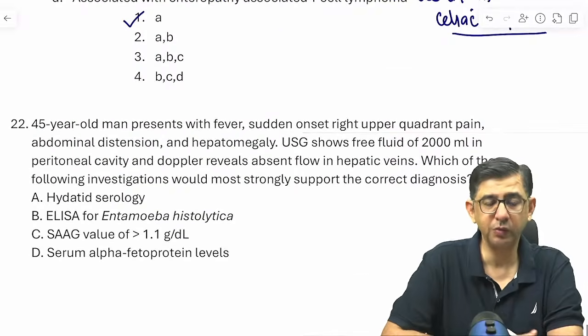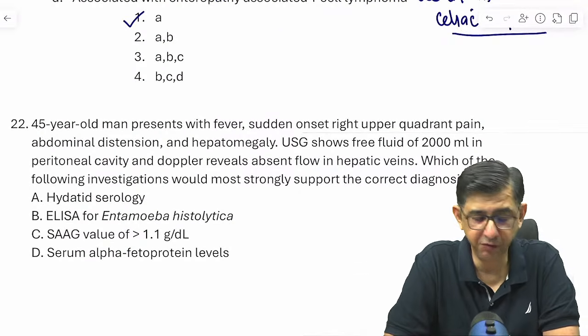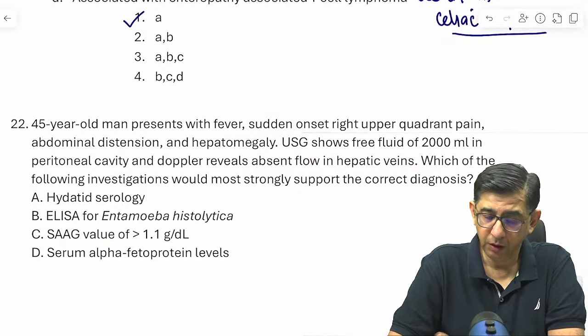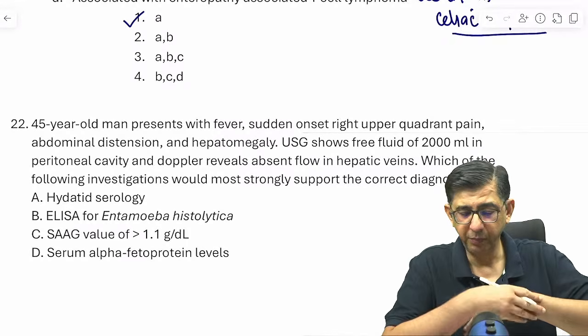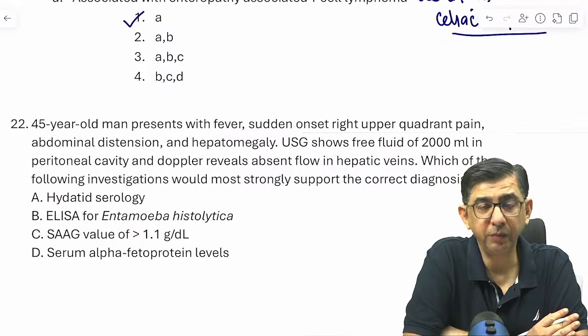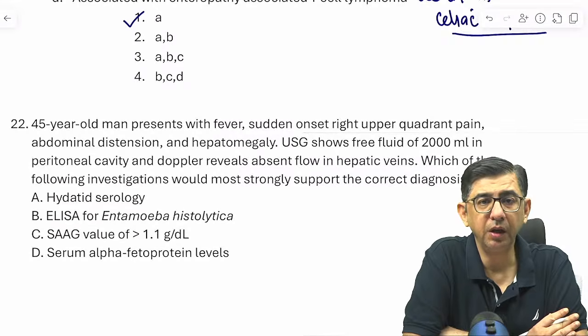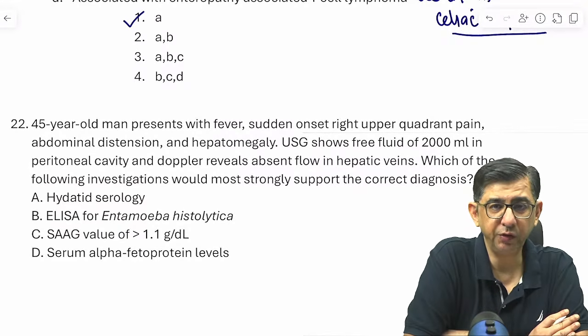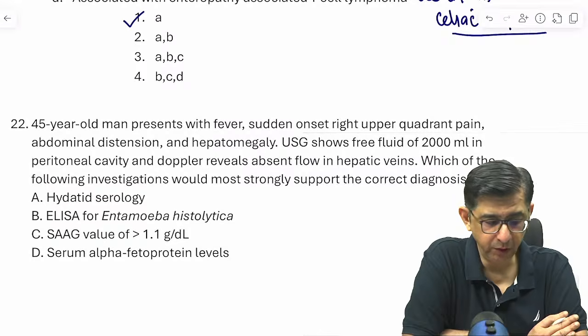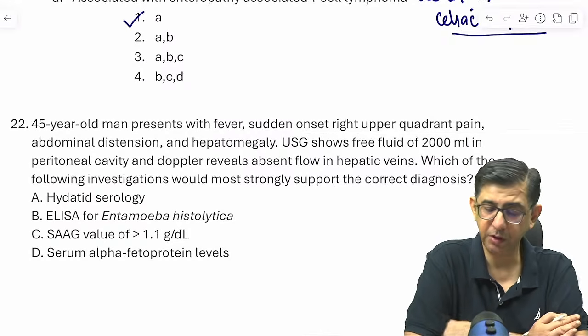Okay, moving to the next one, we have this 45-year-old man. There's fever, then there's upper quadrant pain with abdominal distension and hepatomegaly, and there's a lot of free fluid coming up in the peritoneal cavity of the patient. He's not asking you the diagnosis, he's asking what would help you in confirming the diagnosis of this patient.